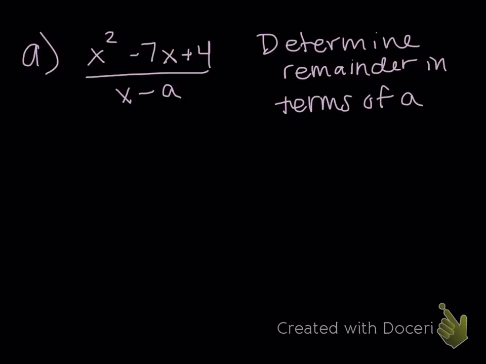So the directions say determine the remainder in terms of A. So notice we're still going to do synthetic division, but now I've removed the number, and our factor says x minus A, so I don't have an actual value. We have a variable, but the way we go about this problem is the same. So just like we talked about yesterday, the value that goes inside the box is 0. So if I were to set this binomial equal to 0 and solve for x, I would get a positive A. As far as our coefficients, I have 1x squared, negative 7x, and a positive 4.